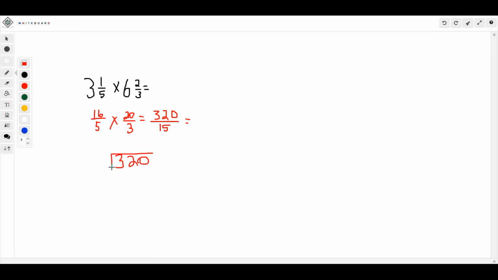We have to divide. We can't do this one in our heads. Okay, 15 goes into 32 how many times? 2 times, because 15 times 2 is 30. So let's subtract 30. That'd be 2. Bring down our 0. How many times does 15 go into 20? 1 whole time. Minus 15, and that gives us 5. Now, it would be 21 whole times, and then 5/15.